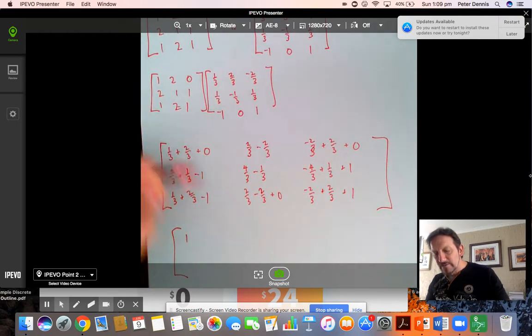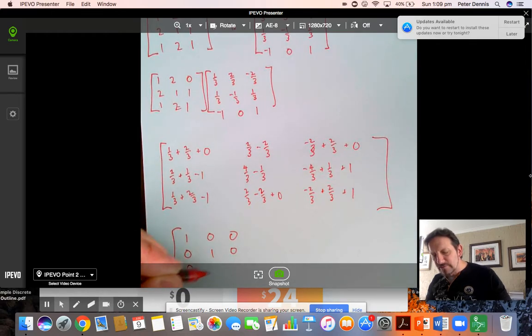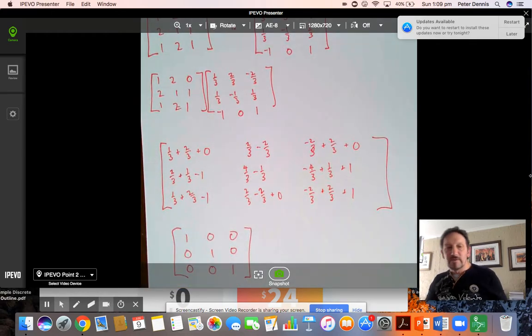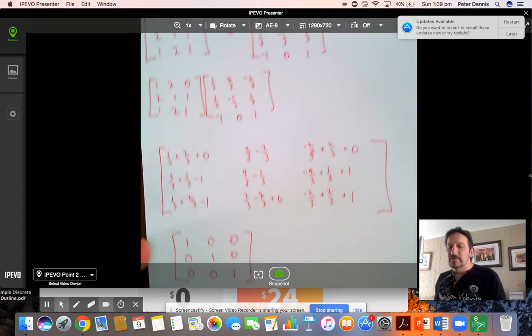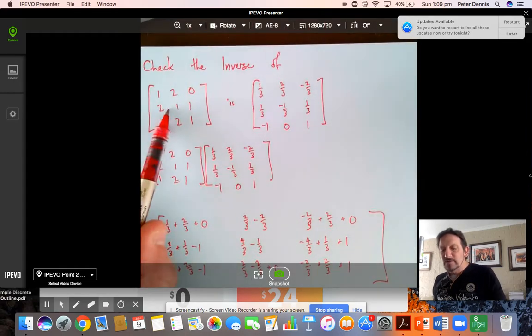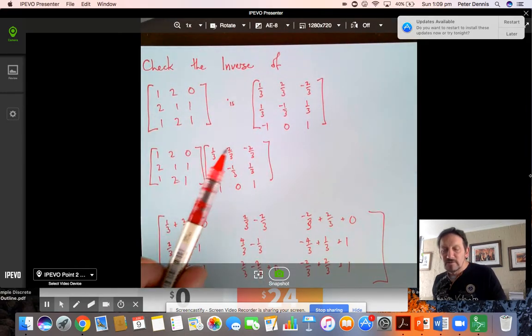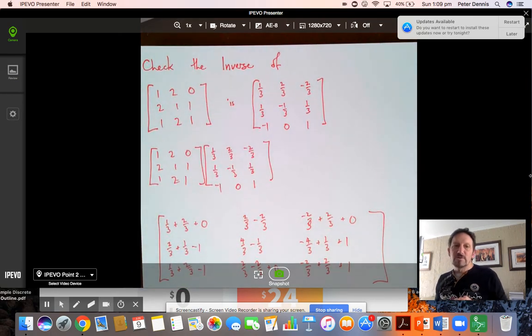We get a 1, 0, 0, 0, 1, 0, 0, 0, 1, which is the identity matrix. So that's exactly what we want. If this is the inverse of this, then if you multiply them together, you should get the identity matrix. So a nice way to check stuff if you're worried.